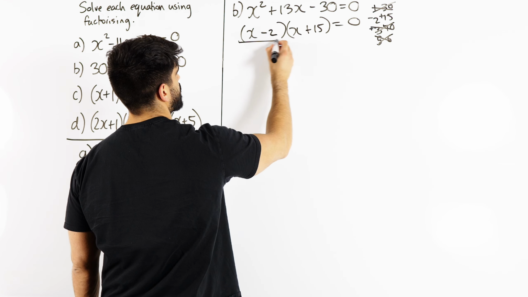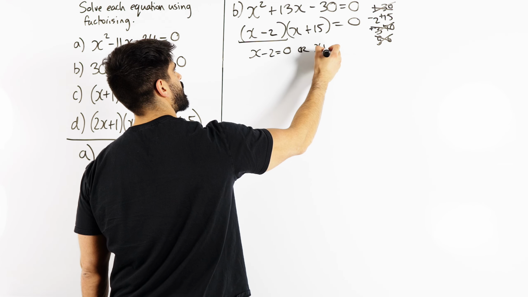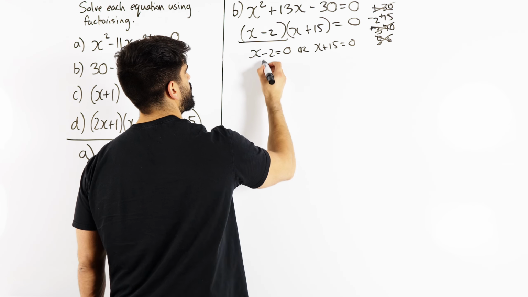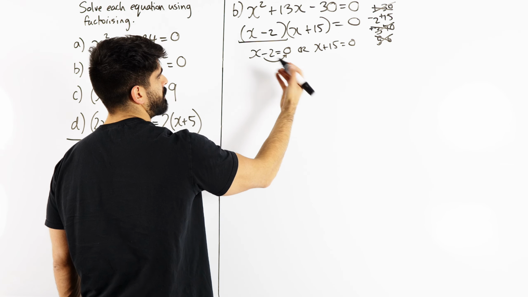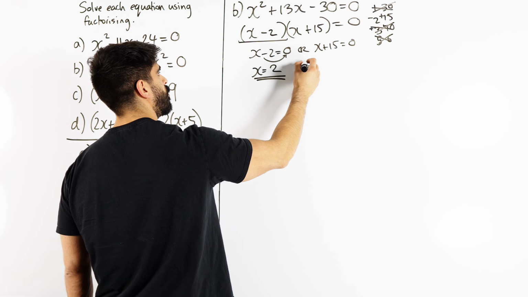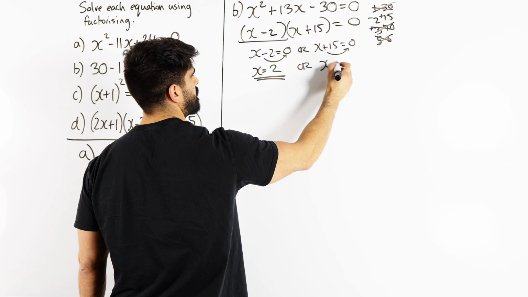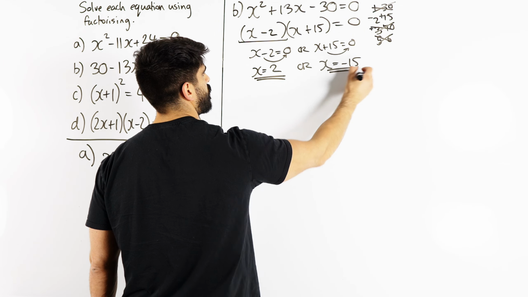Okay, so now either this is 0, so we've rewritten it as multiplication, or x plus 15 is 0. A minus 2, we move it to the other side. A minus 2 on the left is a plus 2 on the right. Or the plus 15, when we move it over, a plus 15 on the left is a minus 15 on the right.